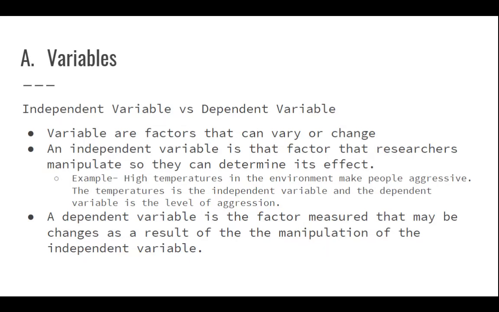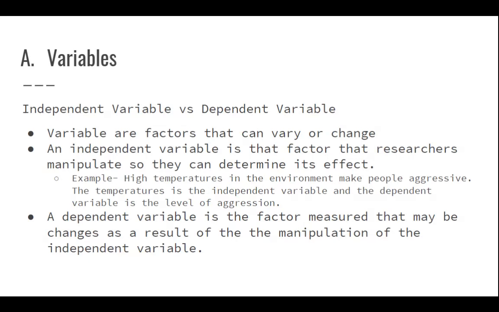There are two variables that are very important to research: the independent variable and the dependent variable. The independent variable is the factor that the researcher manipulates so they can determine its effect. Example, high temperatures in the environment make people aggressive. The temperature is the independent variable in this scenario. And the dependent variable is going to be the level of aggression.